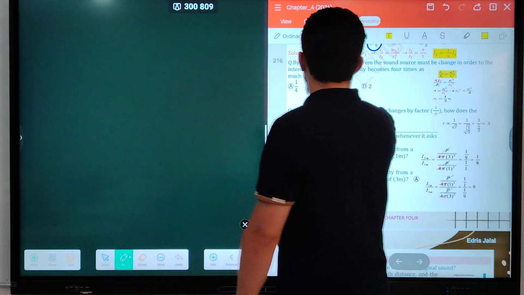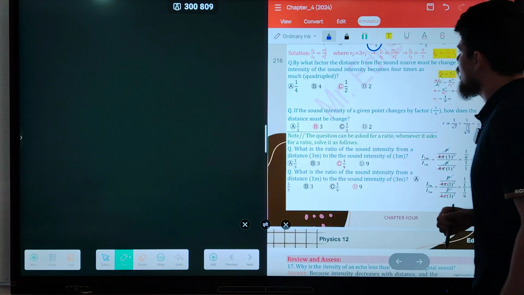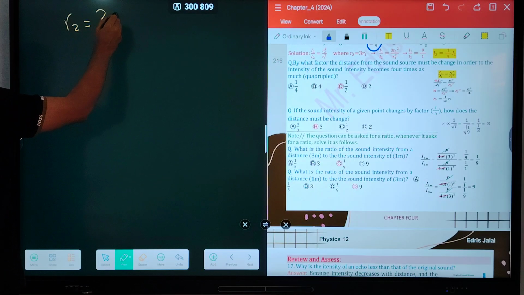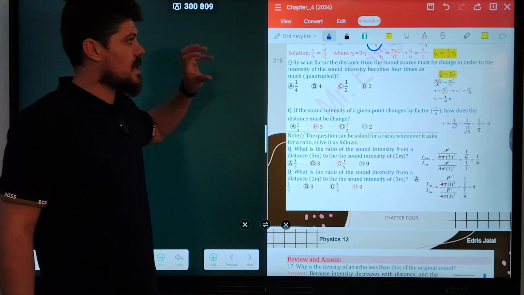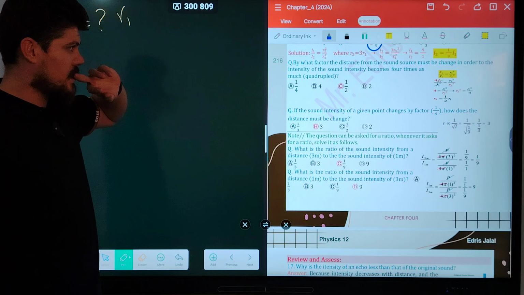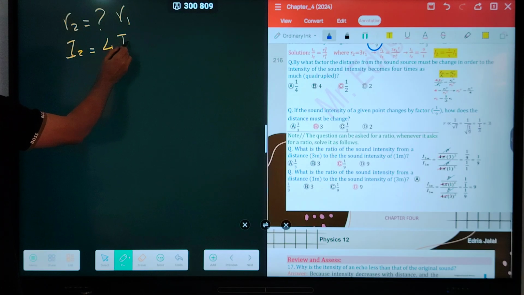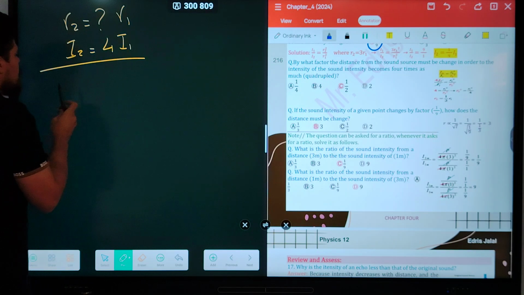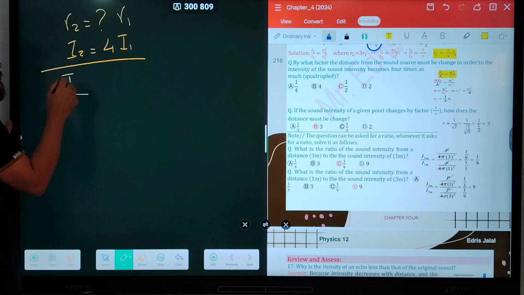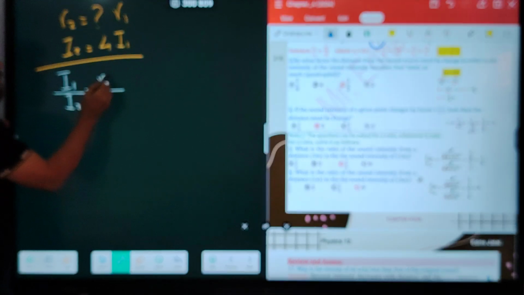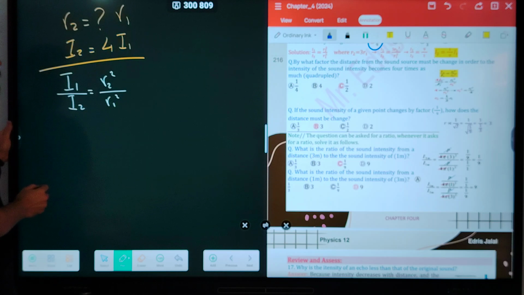Another question. By what factor must the distance from the sound source be changed, R2 equal to how many times R1, in order for the sound intensity to become 4 times? In this case, write down the equation, because if two distances or two intensities are unknown in the question: I1 over I2 is equal to R2 squared over R1 squared.